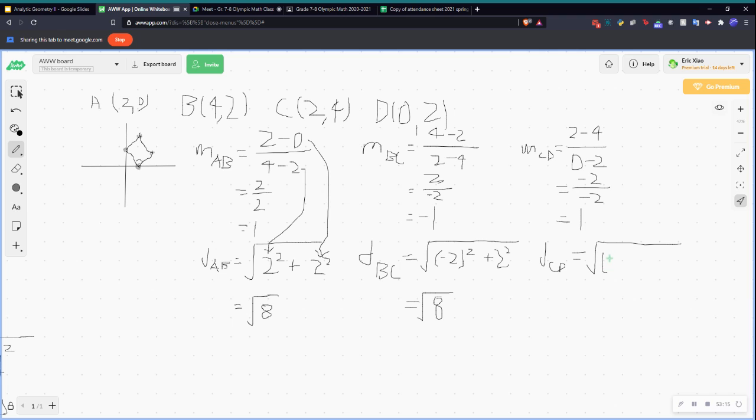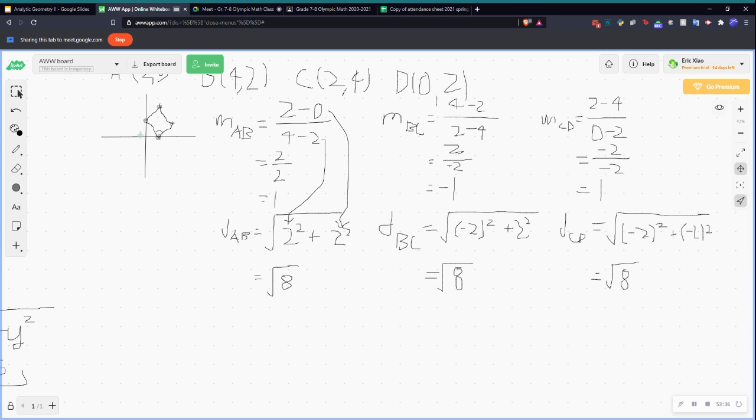And then for our distance formula, we have negative 2 squared plus negative 2 squared. And this will also give you square root 8. All right. And now we have to prove the final pair of points.